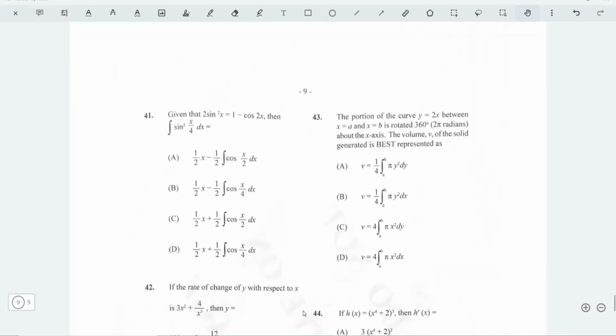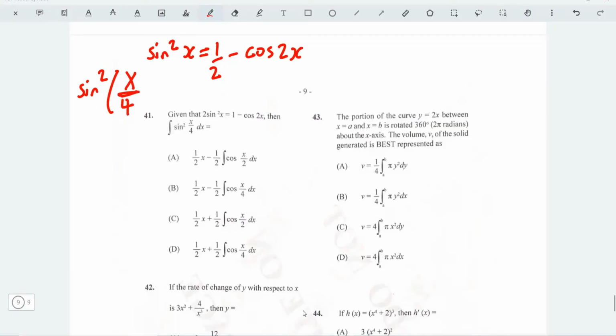Question 41. Given that 2 sine square x is this, evaluate the integral of sine square x over 4. First thing you need to do is look at this. If I divide both sides by 2, they're telling me that sine square x is 1 over 2 minus cos of 2x. So if I replace x with x over 4, let me use a different x, like a capital X.